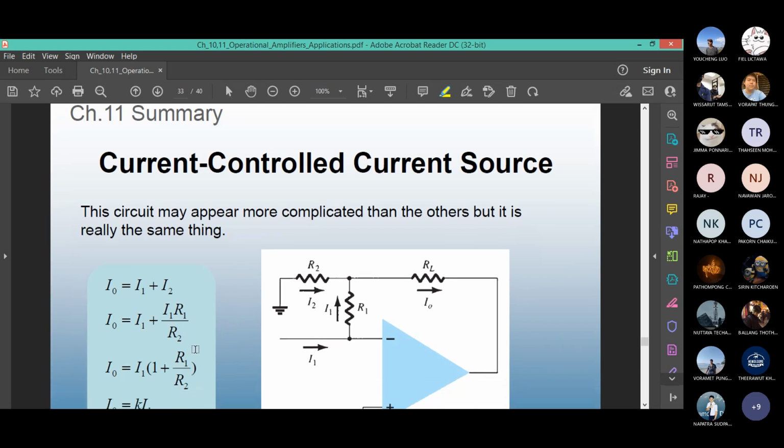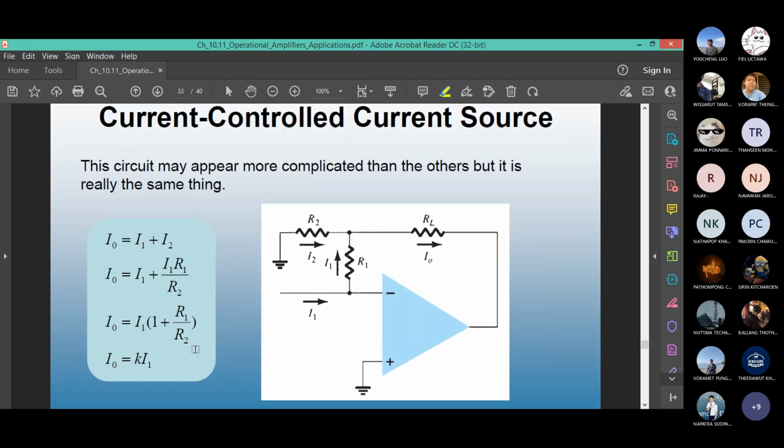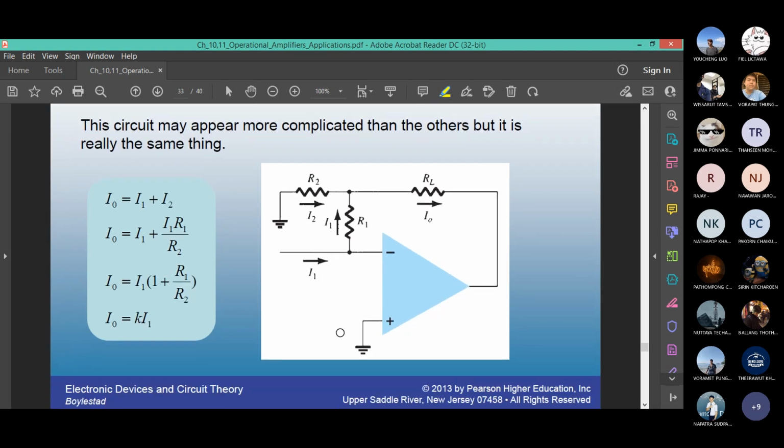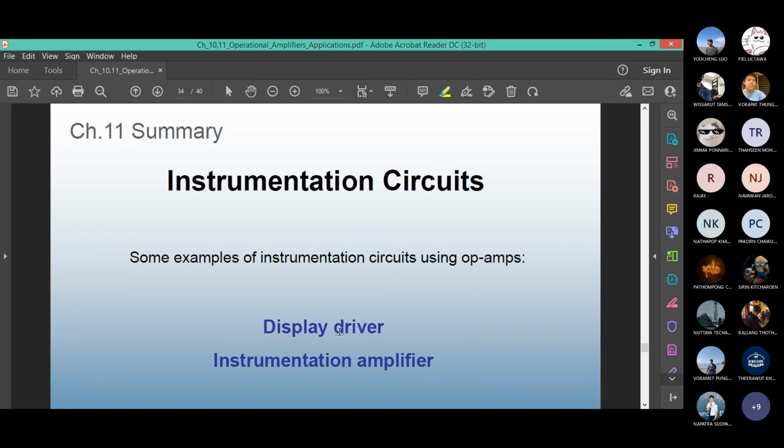Then you have the current controlled current source. Here it is a current divider rule equation. Finally, it says that I out equals a constant times input current. We did some problems, maybe some were examples in the class. I gave you 2 or 3 circuits, I remember, and I asked you to find the output voltage and output current.